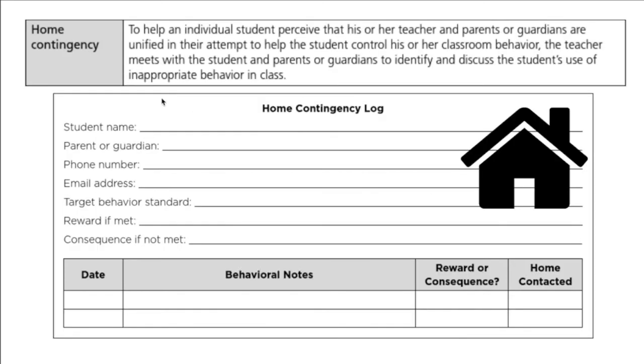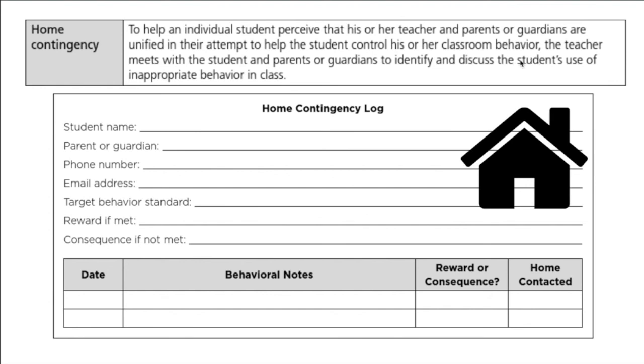There are also home contingencies as strategies. This is to help an individual student understand that his or her teacher and the parents and guardians are unified, that they're on the same page and are working together to help the student control his or her classroom behavior.